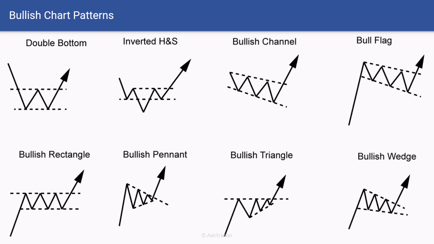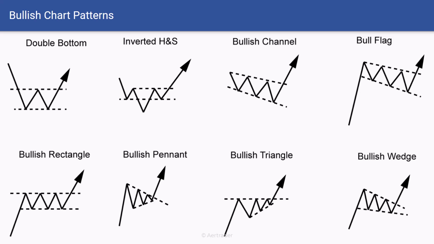Inverted head and shoulders, a bullish reversal pattern that typically forms at the bottom of a downtrend. It is named for its resemblance to the shape of a head and shoulders, but upside down. The pattern consists of 3 troughs, with the middle trough, the head, being lower than the 2 shoulders on either side. The pattern is completed when the price breaks above the neckline, which is a trend line drawn across the tops of the shoulders.